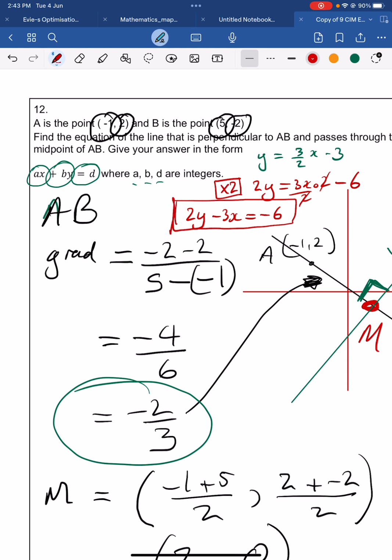And that final step, getting it into the correct form, where a, b, and d are integers, that's a little bit naughty.